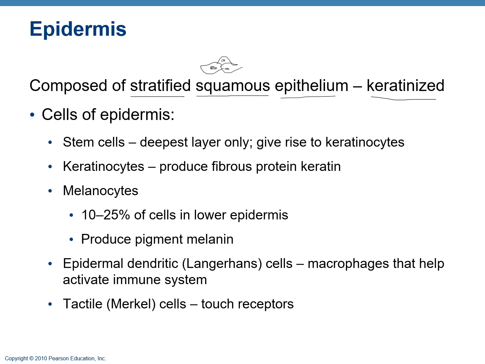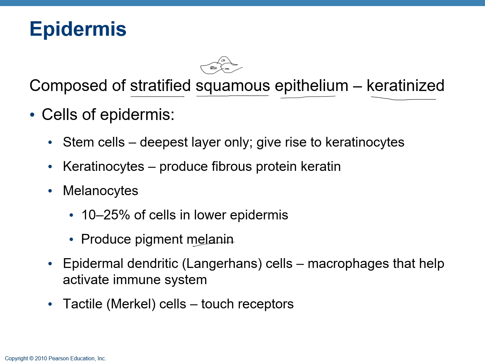So the cells of the epidermis, we have our stem cells. These are found in the deepest layer only, and they give rise to keratinocytes, which are the cells that are going to be packed with keratin. So keratinocytes are going to be producing this fibrous protein known as keratin. Melanocytes are responsible for producing the pigment known as melanin. So that's responsible for a lot of our darker pigmentation. About 10 to 25% of cells in the lower epidermis are going to be melanocytes.